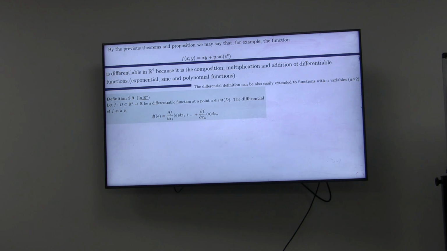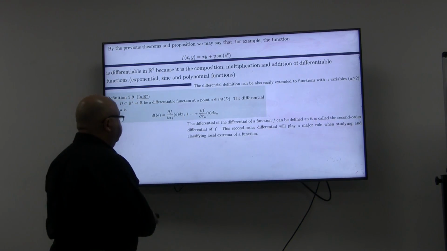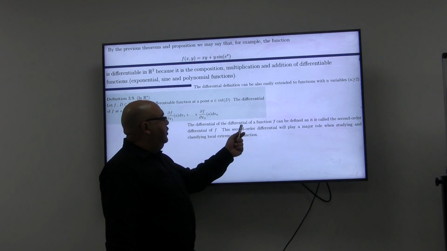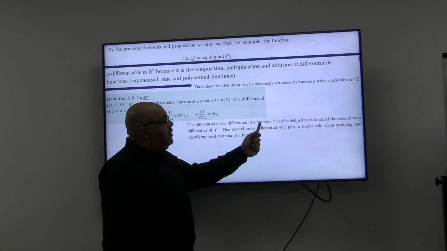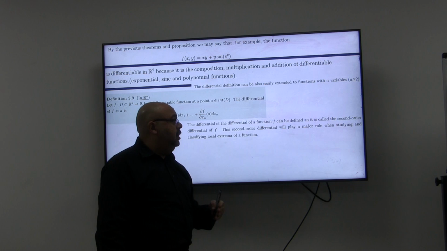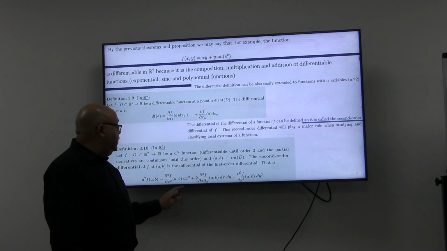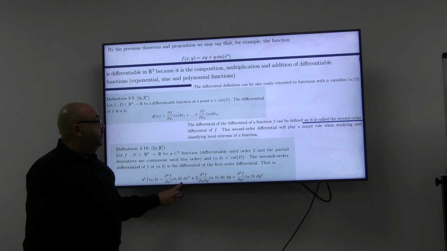which is the multiplication of the partial derivatives times dx and dy. If I want to generalize this into n dimensions, it's going to be exactly the same as I told you, just a generalization of our law. The differential of the differentiable function f can also be extended to the second order derivative, and in this case, this is going to be the equation of the differential.